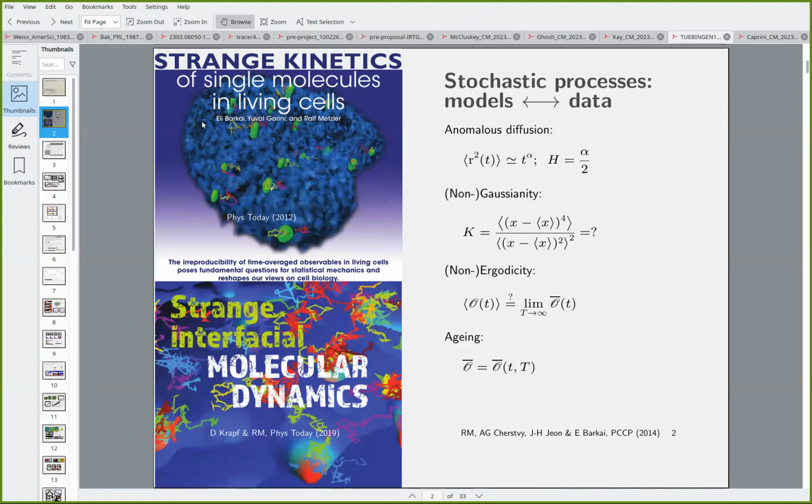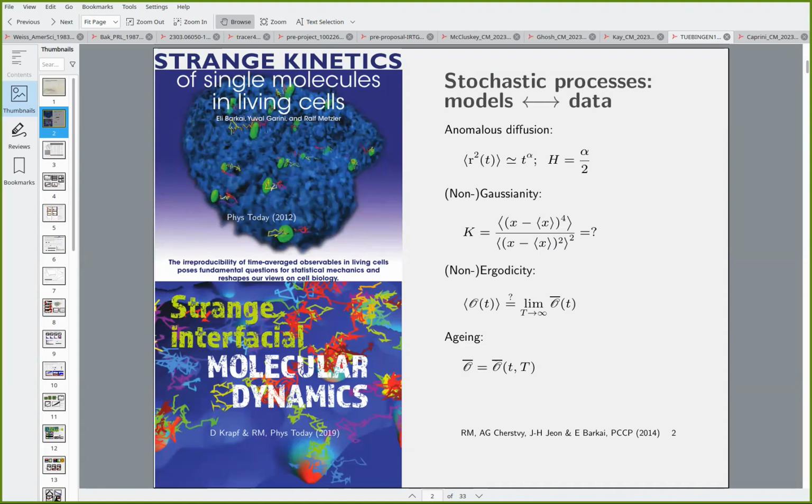Sorry. So what we do in my group is a lot connected to stochastic processes, and it's typically also inspired by data. So I will show you real experimental data. I will motivate with data. And the things that we look at are typically connected to single particle tracking experiments.